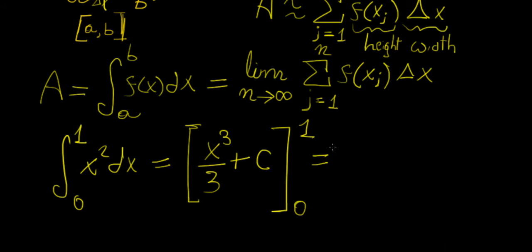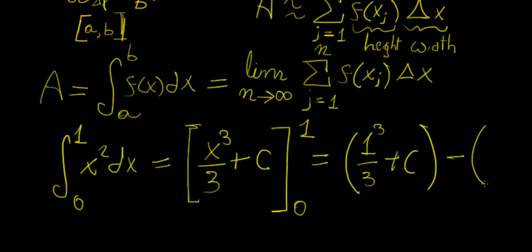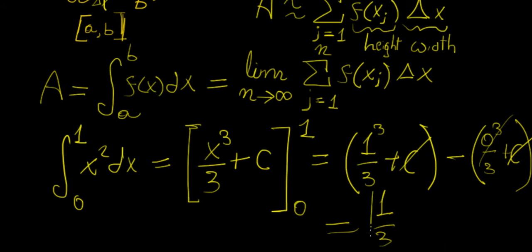So if we take 1 over 3, so 1 to the power 3 over 3 plus c, minus 0 plus c, then you know that obviously the constants are going to cancel out because they're the same. This is 0, so in the end your area is going to be 1 over 3. So just by performing simple integration, we found the area under that curve, which happens to be a parabola that crosses the origin of the xy plane.